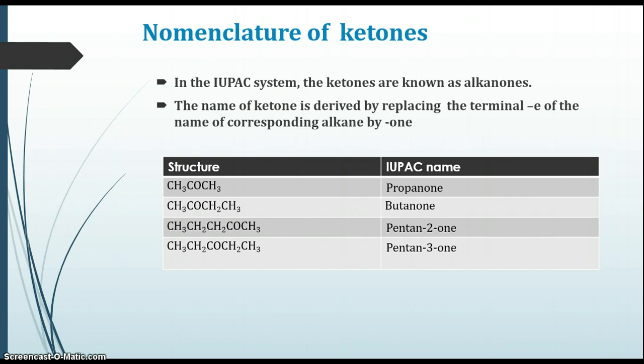In the fourth example, you can see there is CH3CH2COCH2CH3. Here the ketonic group is present at the third position. So the name of the ketone is pentan-3-one.